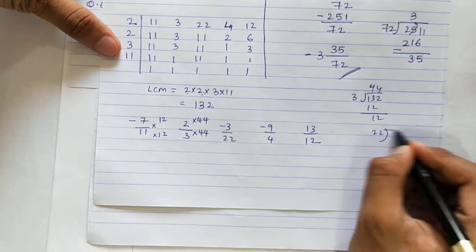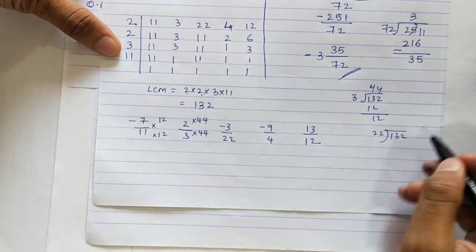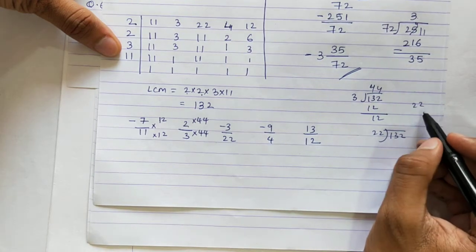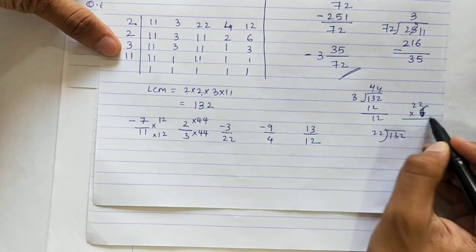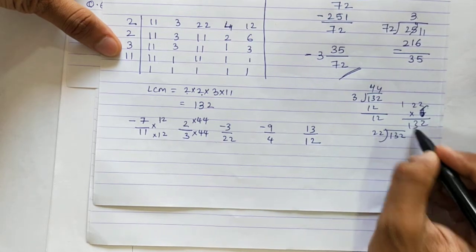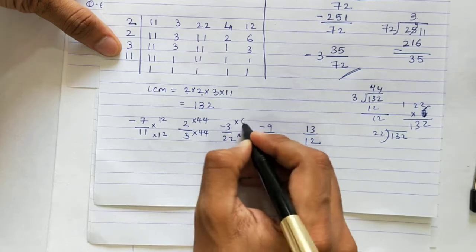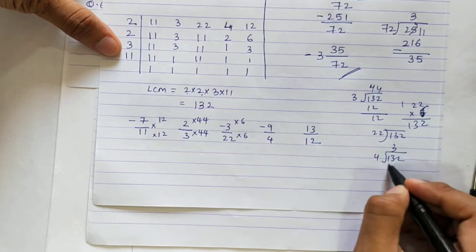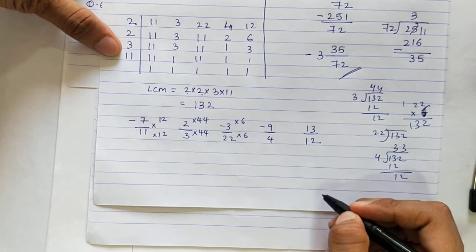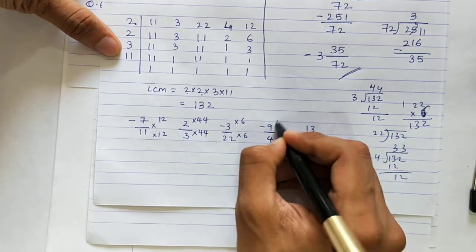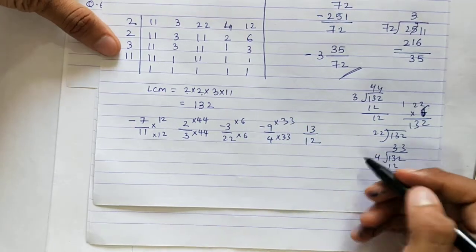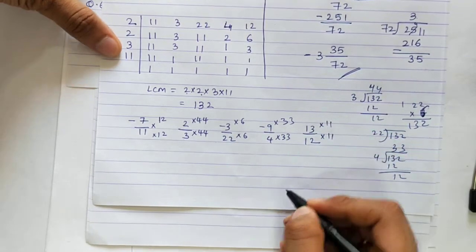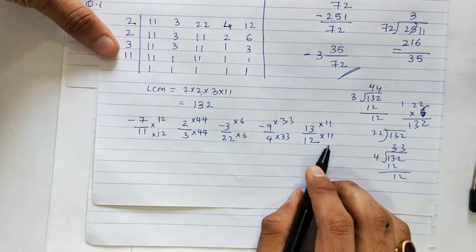22. Let's divide and see for 22. So 22 into 6. 6 2s are 12, 13. 22 into 6. For 4 we can divide. 4 3s are 12, and 4 33s are 132. So multiply with 33. And this 12 will be multiplied with 11 to make the denominator 132.